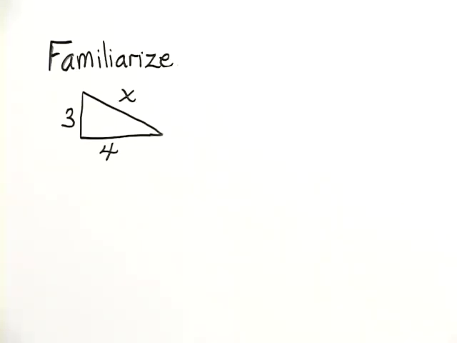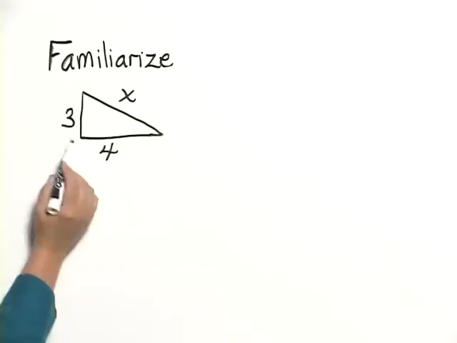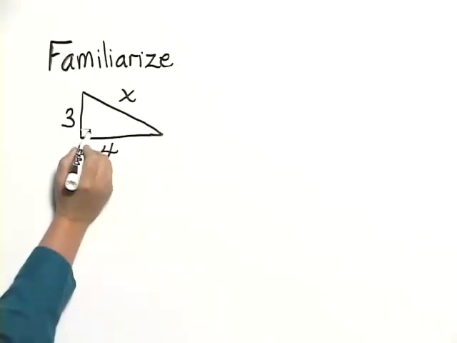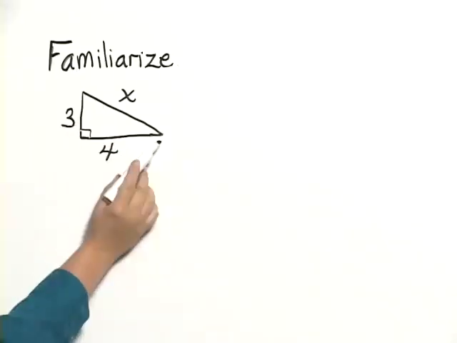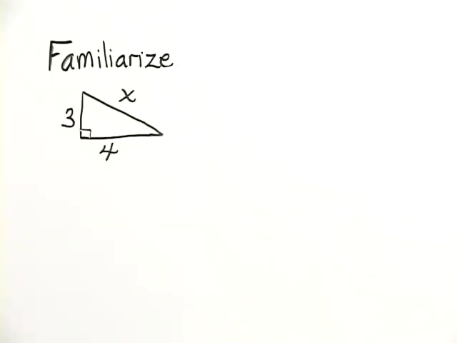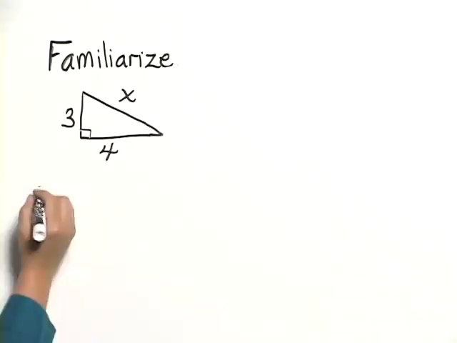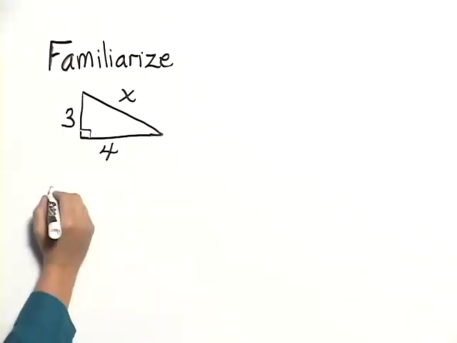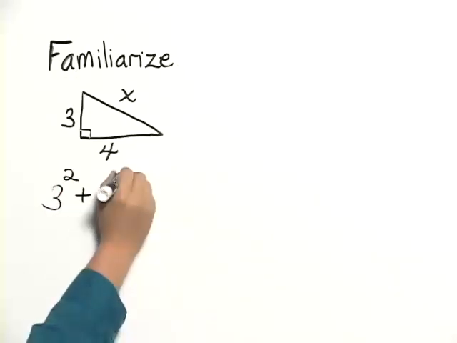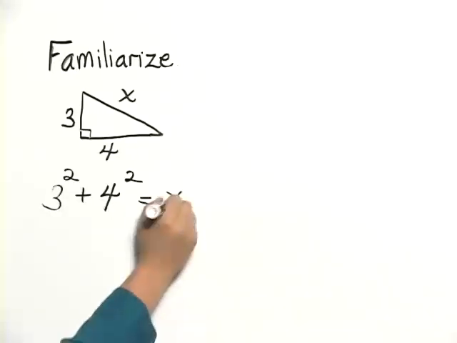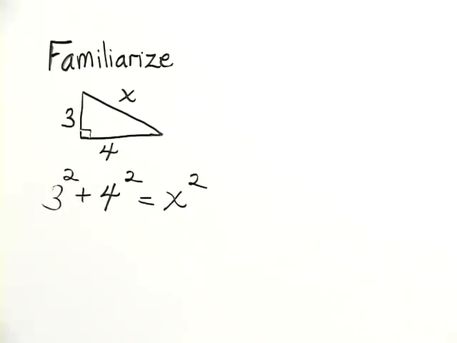We'll begin by familiarizing ourselves with the situation. In this case, we have been given a sketch of a right triangle, and we know one leg is 3, one leg is 4, and we are trying to find the distance x. Since we have a right triangle, we can translate using the Pythagorean theorem. We have 3 squared plus 4 squared equals x squared.